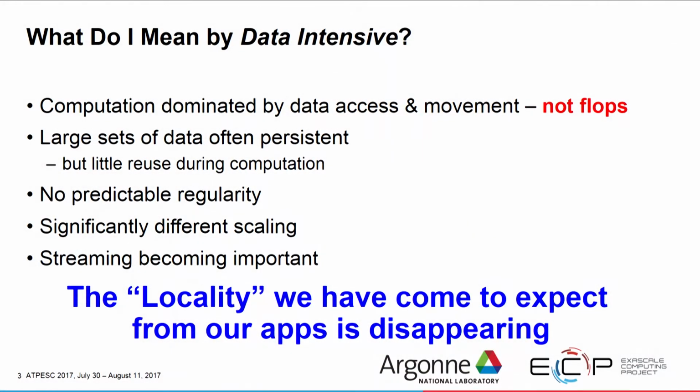As I said, this is due to the fact that a lot of the applications we're looking at have data-intensive properties that don't work so well in conventional architectures. By data-intensive, I mean that the computation is dominated by moving and accessing data, not by flops. In most cases, the flops capability of the cores is essentially irrelevant to figuring out what the performance is. Also, lots of the data sets are persistent, but when you use them, you touch the individual components once and never reuse them. There's no predictable regularity in either how you access it or how you move it around, and scaling in particular.